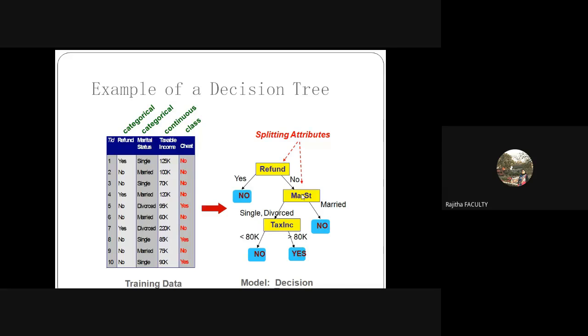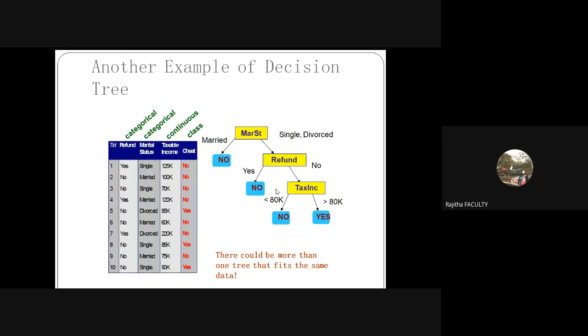Because you have many columns in your training set. In this example, I have shown only 3, but in real time, you might have 100, 200, 1,000, and so on, right? So you might get different decision trees based on the different rules. So for the same example, you can have a different decision tree also, like this. There is another decision tree. So like this, there could be more than one decision tree which fits that particular training set.